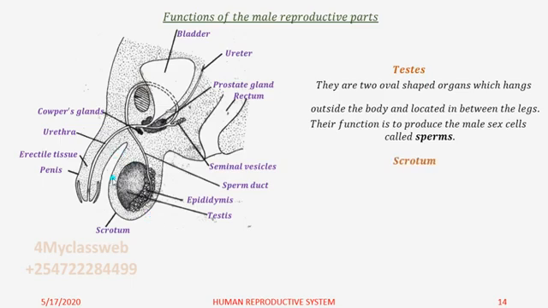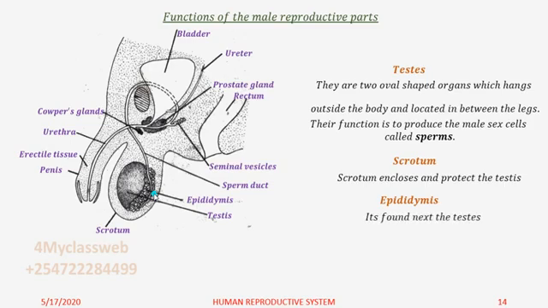From there we shall look at this layer here, which encloses the testes. It is called the scrotum. Its work is to protect the testes. Then from there we have this part which is attached to the testes that we call the epididymis. The epididymis is found next to the testes, and its function is to store sperms when they are produced by the testes.